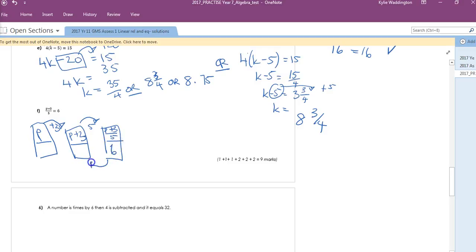We're then going to times by 5. So we end up with 30. So 6 times 5 is 30. We're then going to subtract 3, which gives us 27.